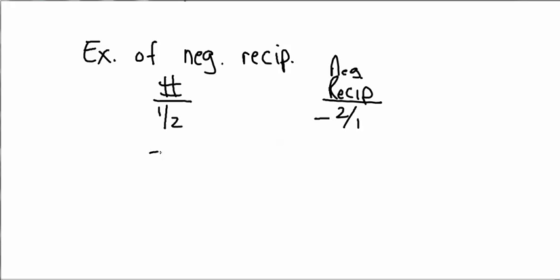If the number is -3, it would be positive 1/3. Because this 3 is really 3/1, right? But that part doesn't get written. If it's negative 5/6, the negative reciprocal would be positive 6/5. So you're going to negate it, you're going to flip it.